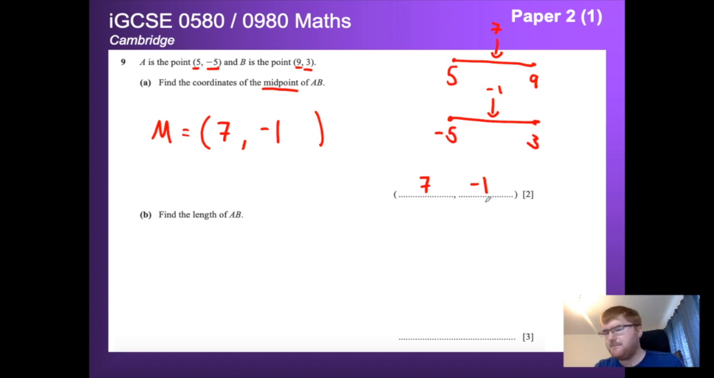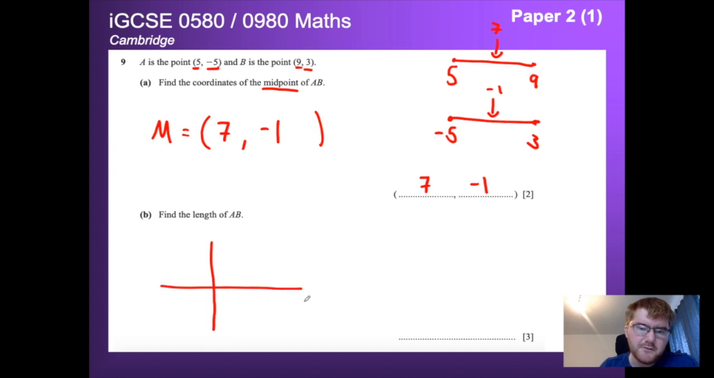And now this is a very typical question. They want you to find the length of AB. So just to give you an idea of what's going on here, I'm going to draw a quick sketch. Again, it's not to scale, but it's just to give you an idea of what's going on. So our coordinate A is (5, -5). So to get (5, -5), we go 5 along and 5 down. So A is going to be roughly here. And then our point B is going to be (9, 3). So it's much further along, but a little bit up. So let's just call this B.